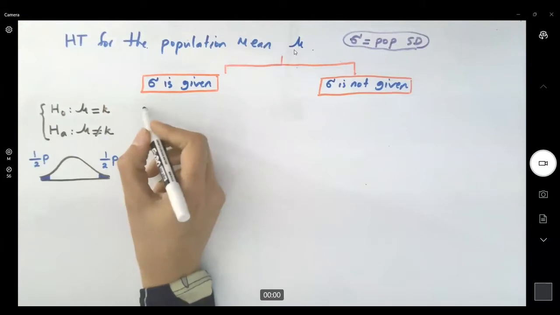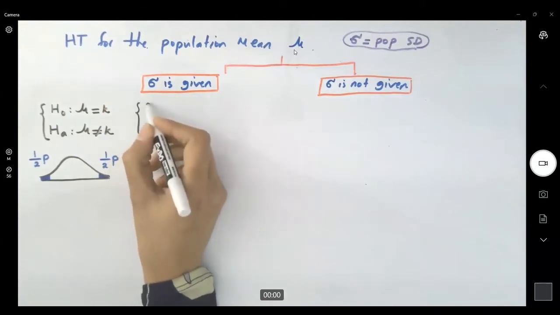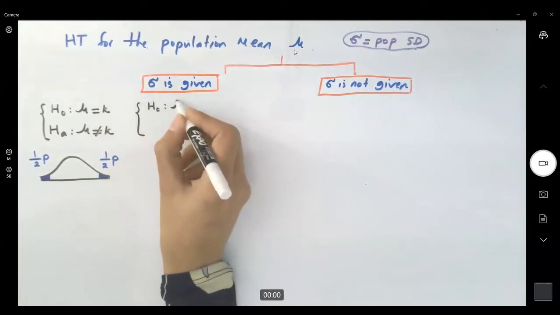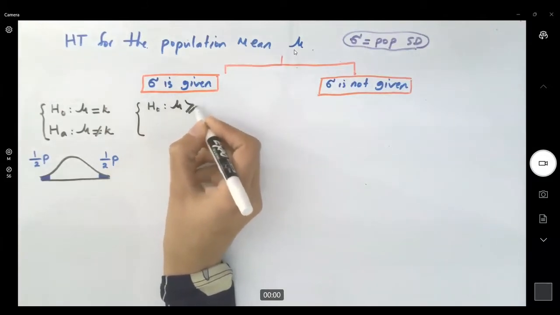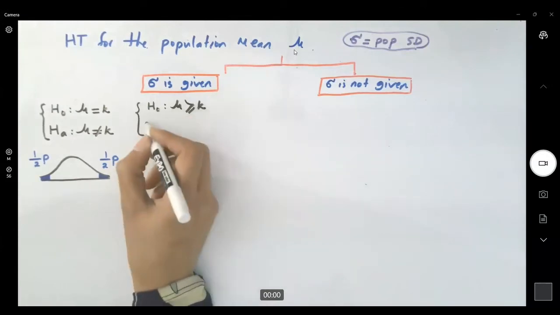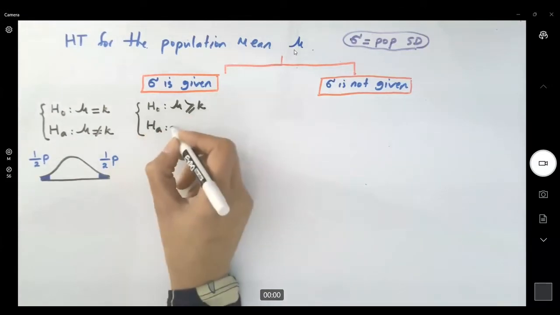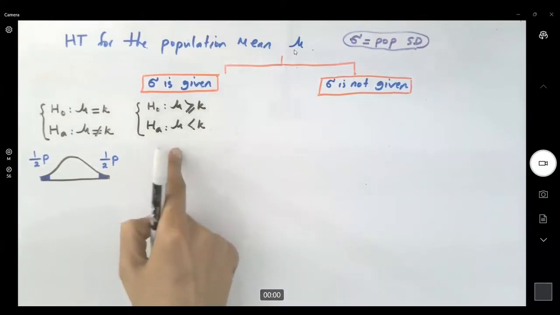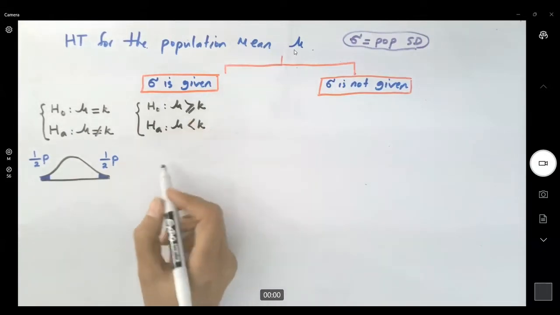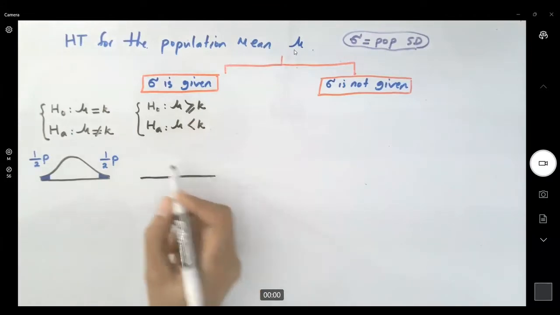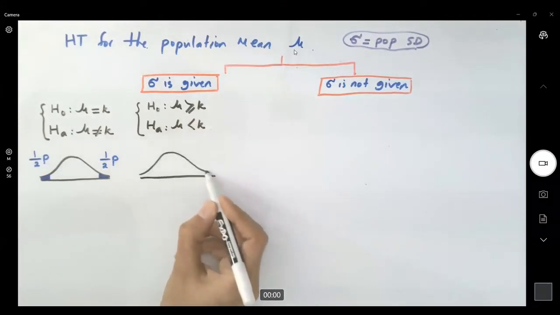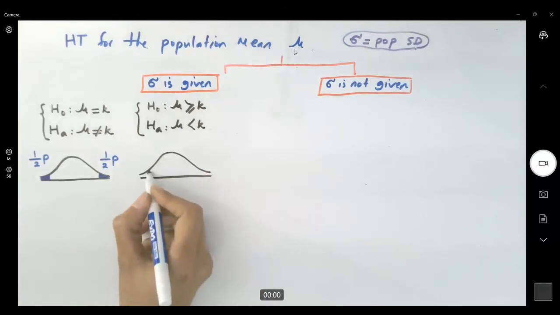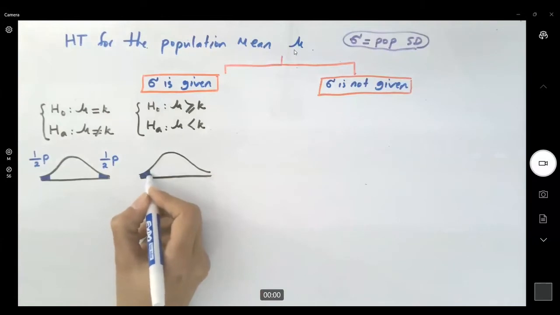The second scenario is when the null hypothesis says mu is larger than or equal to k. Its opposite, its complement, says mu is less than k. In this case, we get a left-tailed graph. So if I ask you to graph it, you're going to say that this little area is on the left-hand side, and this is my p-value.